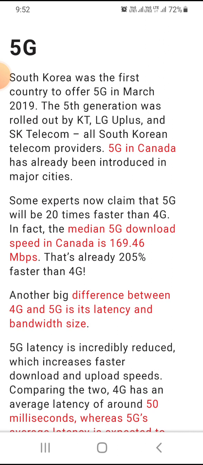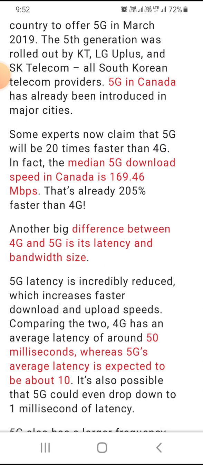5G in Canada has already been introduced in major cities. Some experts now claim that 5G will be 20 times faster than 4G. In fact, the median 5G download speed in Canada is 169.4 Mbps. That's already 205% faster than 4G. Another big difference between 4G and 5G is latency and bandwidth size. 5G latency is incredibly reduced, which increases download and upload speeds.